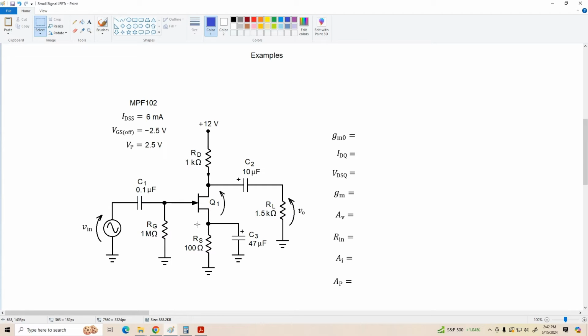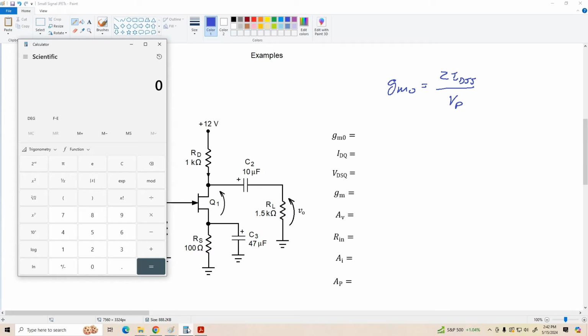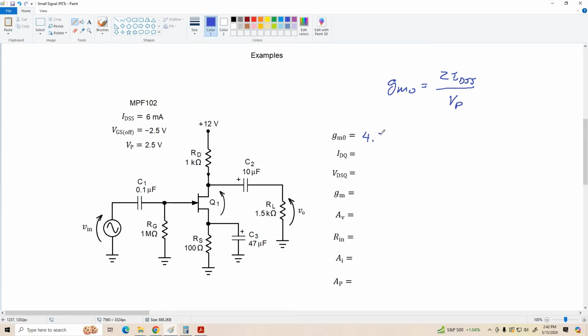It's a common source amplifier, source is fully bypassed, and we're using source feedback biasing. Let's start by determining GMO, and we know GMO equals 2 IDSS over VP. So let's call up our calculator. IDSS is 6 milliamps, so that's 0.012 divided by 2.5 volts is 4.8 millimhos. Okay, so GMO is 4.8 millimhos. We could call that 4,800 micromhos if we wanted, but I'll stick with milli.